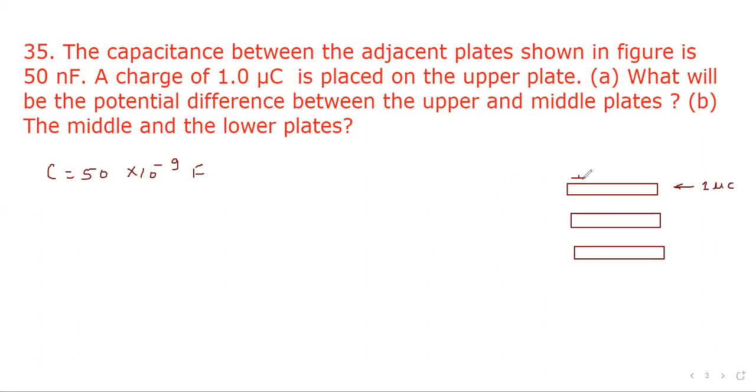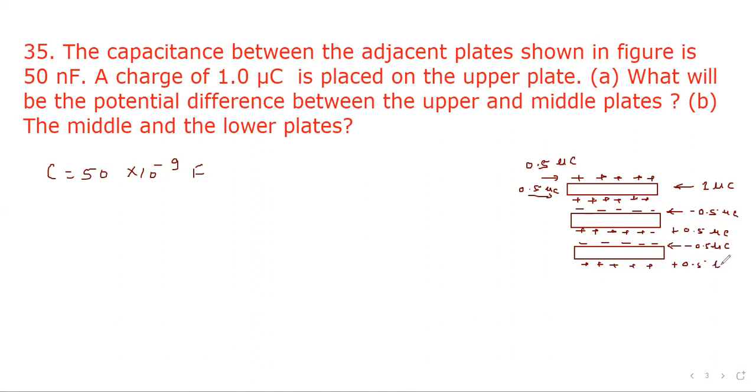The situation will be, write plus, plus, plus. If we write its value, this will be 0.5 microcoulomb, and on this side also it will be 0.5 microcoulomb. Then here negative sign, and it will be minus 0.5 microcoulomb. Then on the other face, it will be plus 0.5 microcoulomb. Similarly, here it will be minus 0.5 microcoulomb, and on this surface, it will be plus 0.5 microcoulomb.